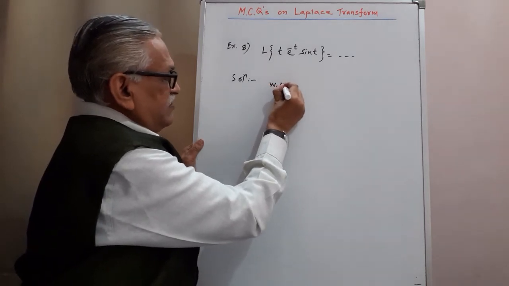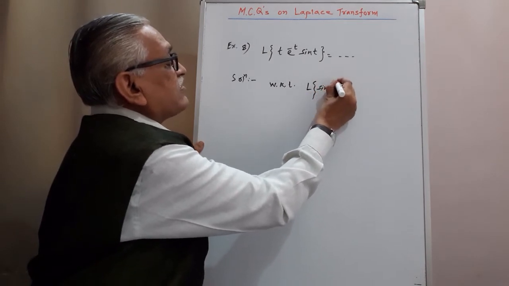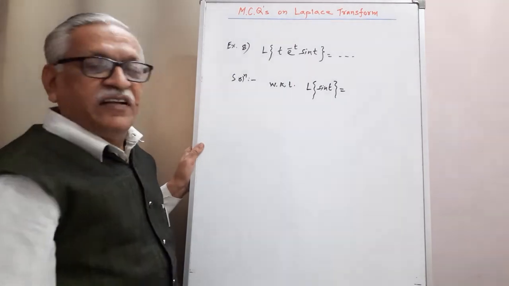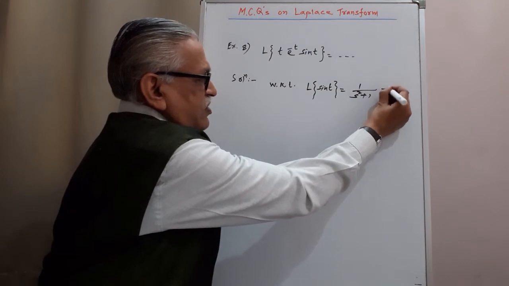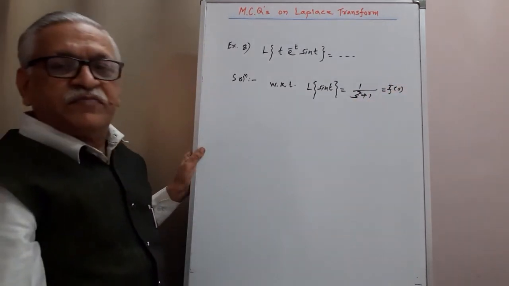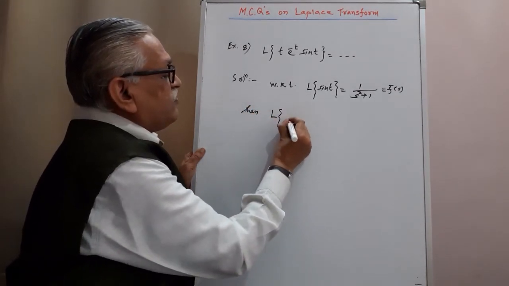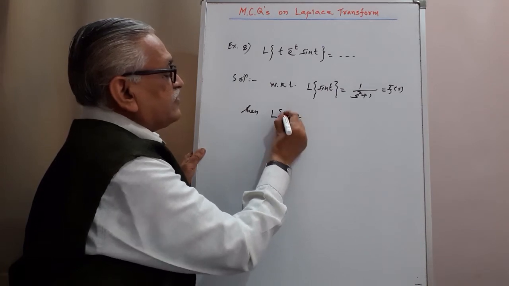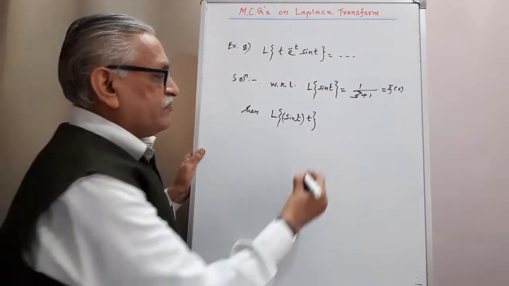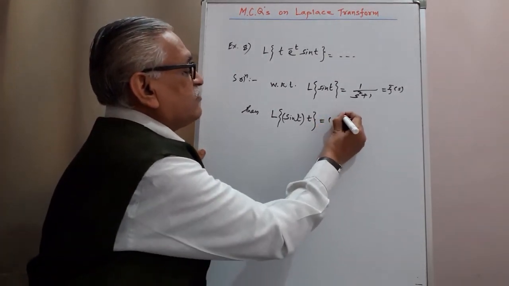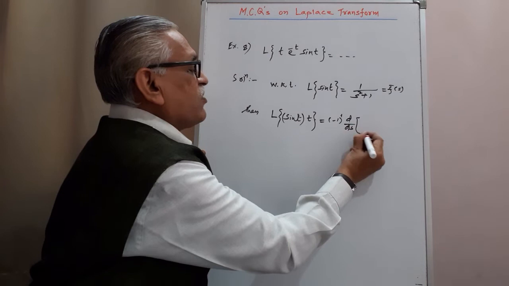We know the Laplace transform of sin t, as a standard result, is a upon s square plus a square, that is, 1 upon s square plus 1 square. We call this f bar of s, say. Then the Laplace transform of sin t multiplied by t, by the multiplication by t raised to n property, is minus 1 raised to n, where the value of n is 1, d by ds of f bar of s.